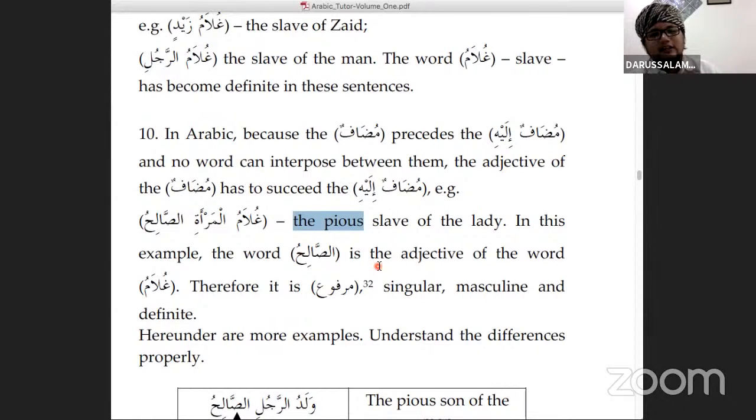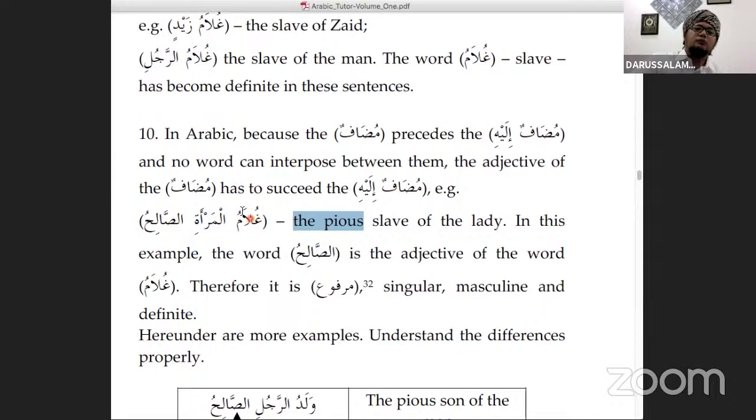You don't say the slave of the pious lady. You say the pious slave of the lady. You understand that? Yes. Okay. So for example, look at this salih. Remember before we said murakkab tawsifi, they must be the same in four things. I'rab. Okay, look at the i'rab.